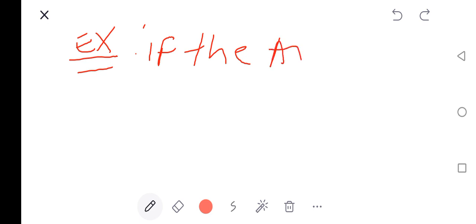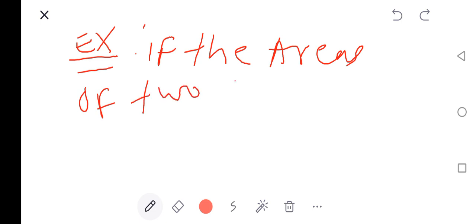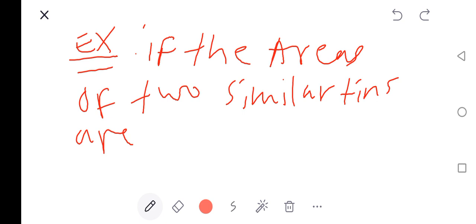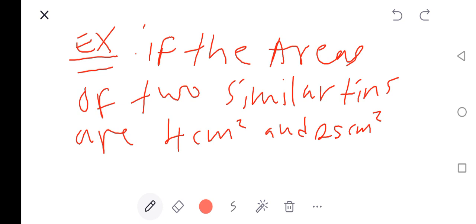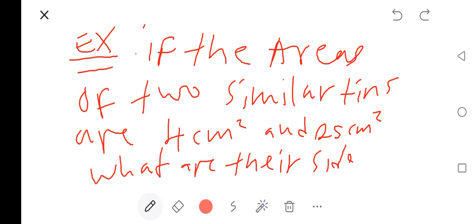If the areas of two similar things are 4 centimeters squared and 25 centimeters squared, what are the side ratios? What are their side ratios?